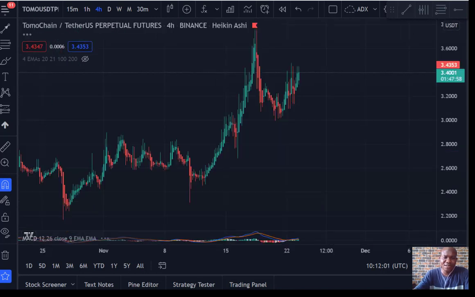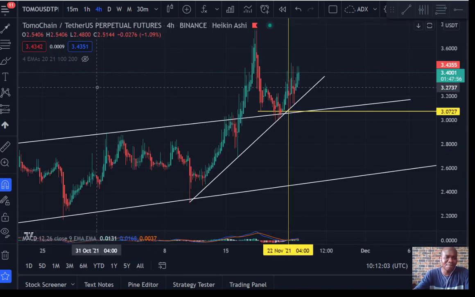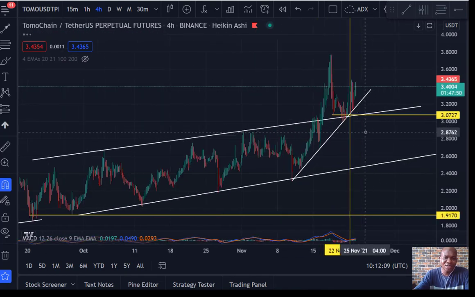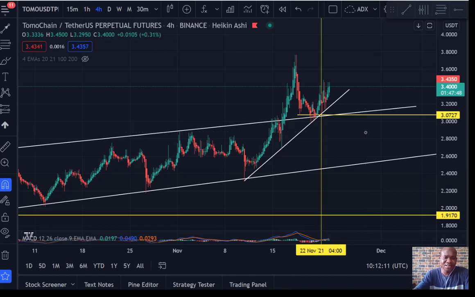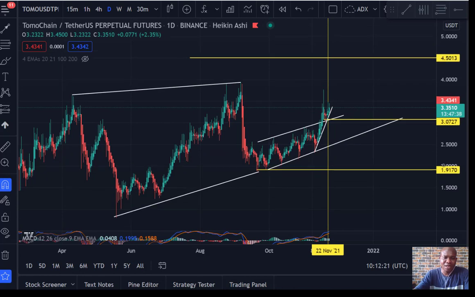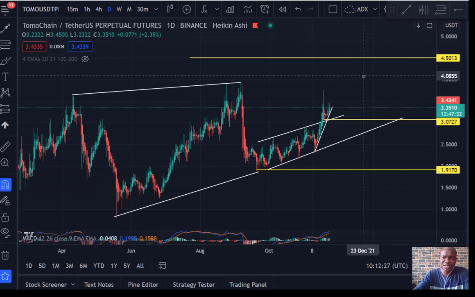Now remember what I told you guys about this. That is on the Tomo chain. All right, Tomo chain is still very much bullish. As I told you guys the other day, the market is just correcting itself, and this is a very sharp correction, and the market is going up. If you take a look at it from the daily, you can see there's no reason to sell. There's no reason to sell at all. On the daily, it looks very, very, very bullish.